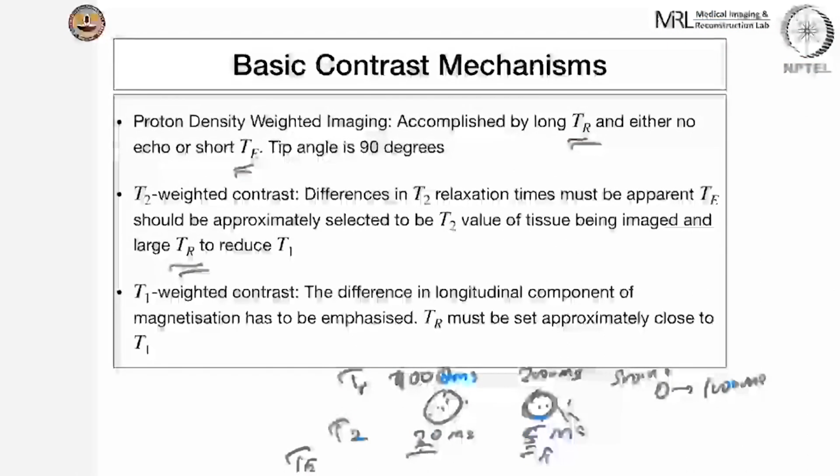Let's say 5 milliseconds and 20 milliseconds. If you wait 40 milliseconds, the spins from both of them would have gone to almost 0, or be very low. You won't be able to make the difference. So if you want to measure this tissue, you take the time to echo as 5 milliseconds and measure that.